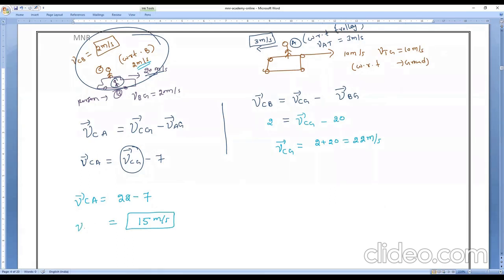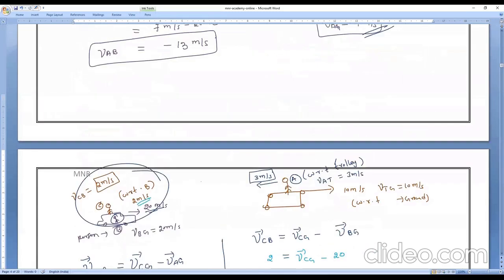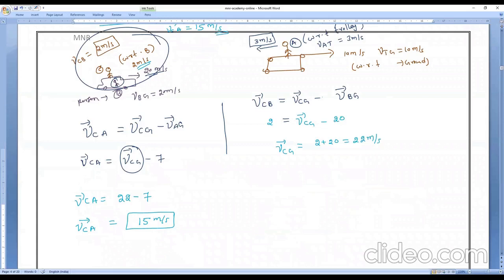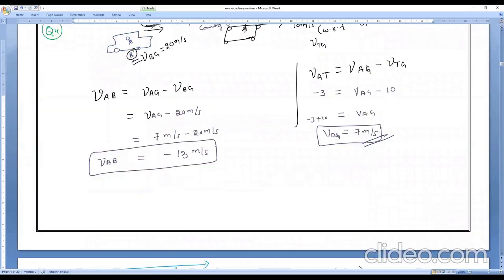So if person A observes C, C appears to be coming towards A with what velocity? The relative velocity of C with respect to A is 15 meter per second. Positive or negative? Positive, because it is the forward direction. Clear? Any doubt, anybody can ask. Hope you all are clear. That is what it is. Very important question. So both are a continuation. Clear, guys?